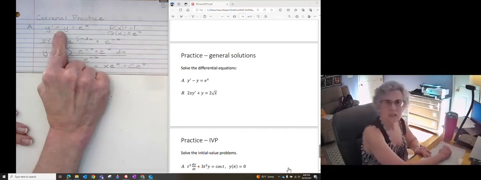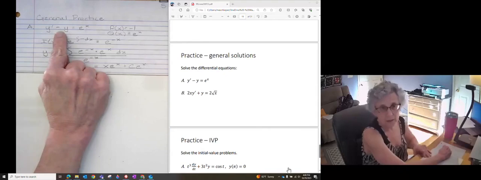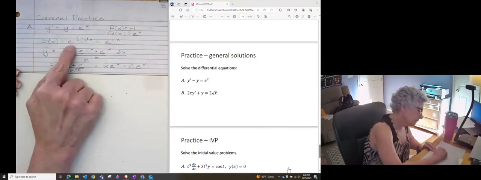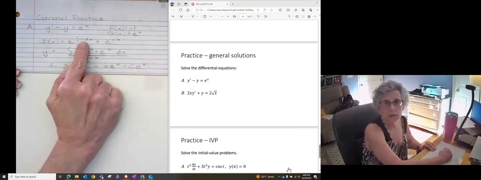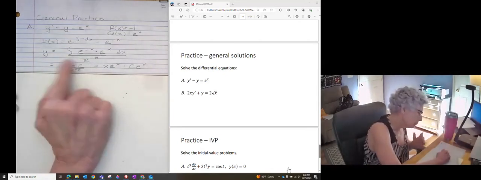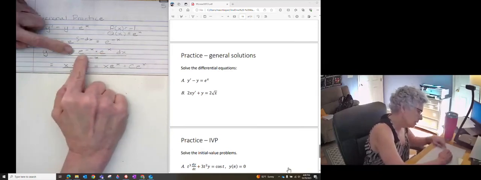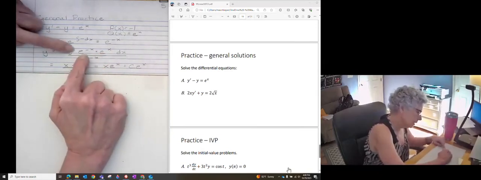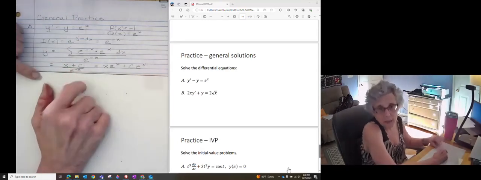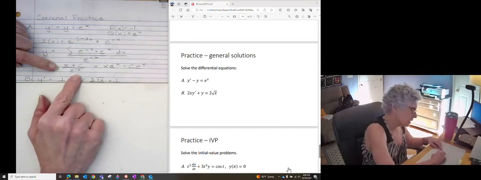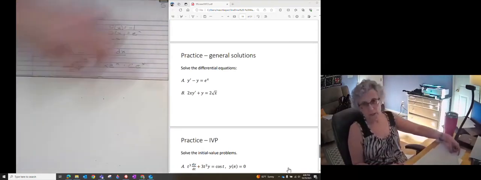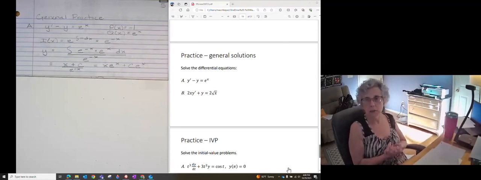So my p is the function that's sitting there next to y, which is just minus 1. Q is e to the x. So my integrating factor is e to the negative 1 dx, which is e to the negative x. So I multiply IQ over I. Integral of e to the negative x times e to the x, well, it's just the integral of dx again. So I end up with x plus c over e to the negative x. And usually we get rid of the fraction and write it as simply as we possibly can.